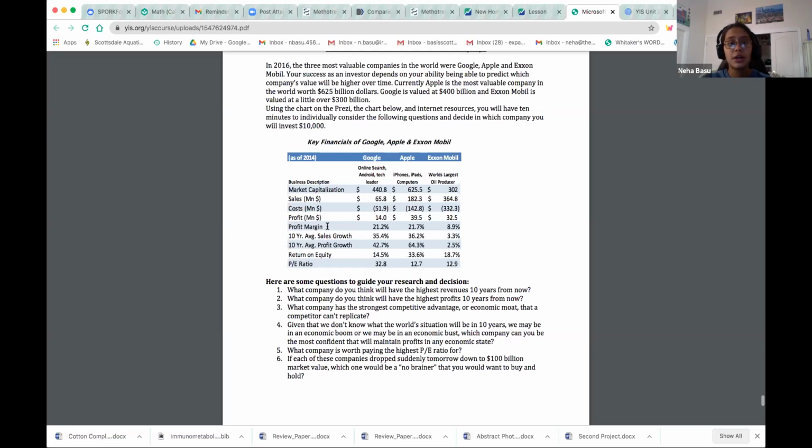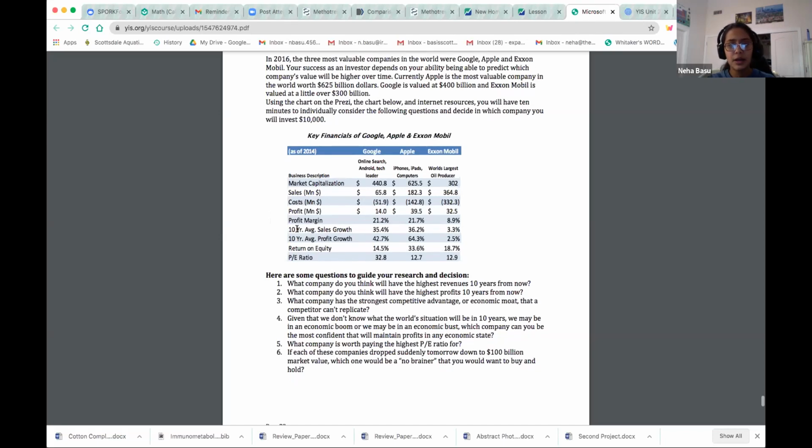And your profit margin is going to be your profit, and I think it's basically how much of a percentage of your costs your profit is. So if you did 14, let me calculate it right now. So if you took 14 and you divided it by these numbers, then you would get a certain percentage, and that would be this value.